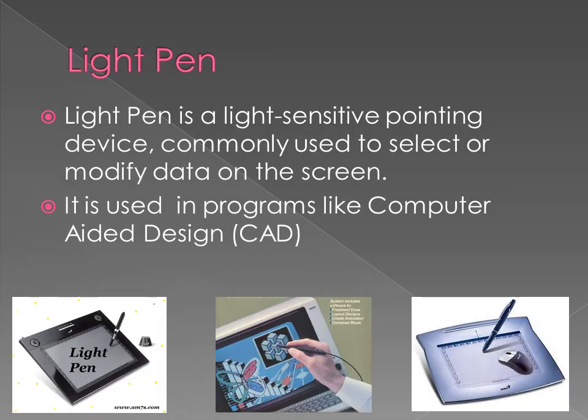Next input device is light pen. It is a light sensitive pointing device commonly used to select or modify data on the screen. It is used in programs like computer aided design. Users can directly select any item on the screen, or movement of an item is possible through the light pen.